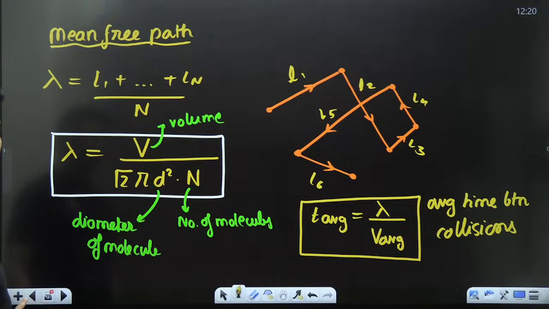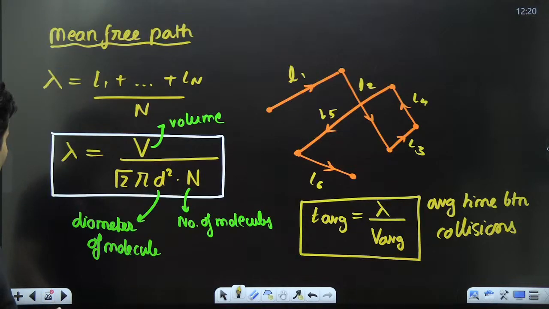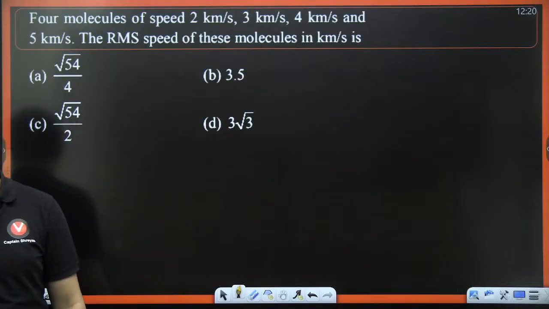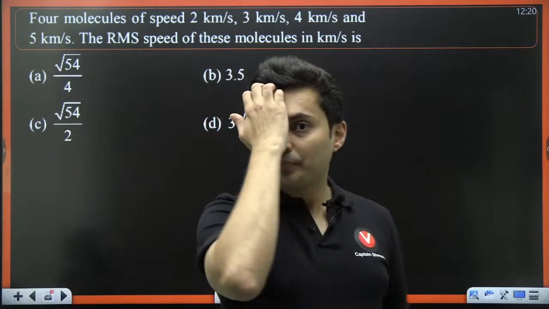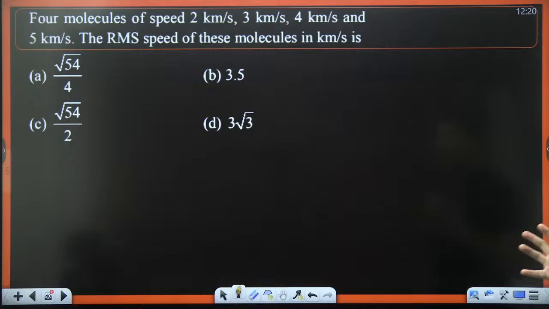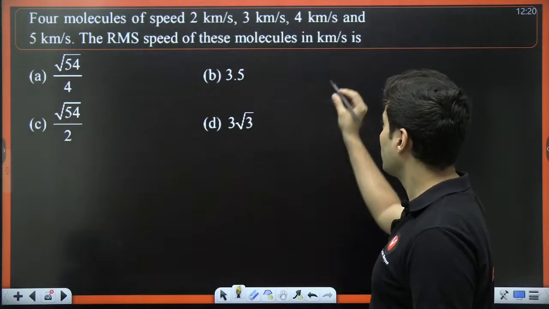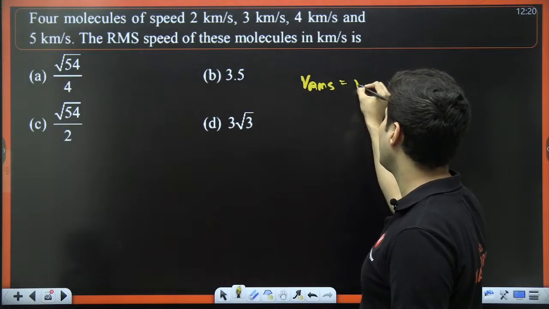All right. So this was all regarding the speeds and the Maxwell speed distribution curve along with mean free path. I think it's a good time that we start solving some questions, and then we'll go to the energy part. Okay. So 4 molecules of speed 2, 3, 4, 5. RMS is how much in kilometers per second? Just use the definition of RMS. I think you will get the answer.